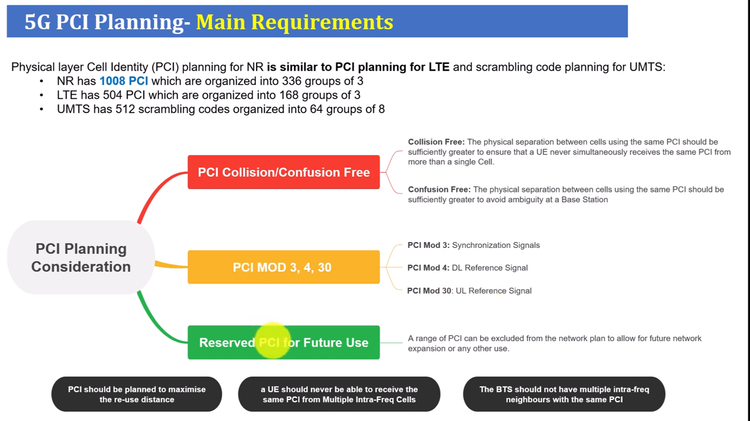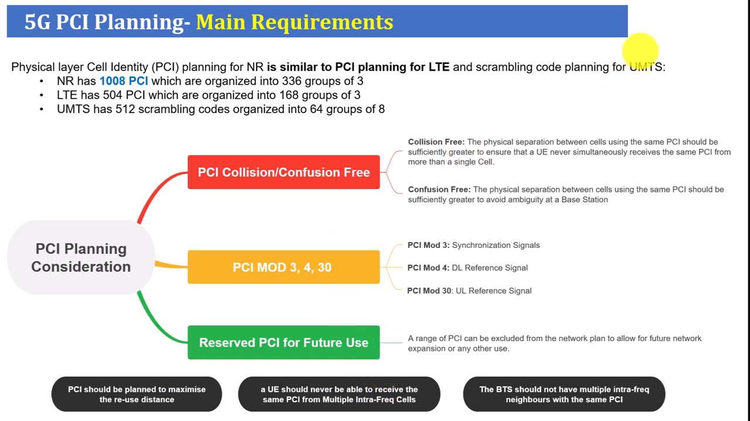So this can be considered for future use, to be used only by those particular cells. Usually you will see that not all PCIs are being used, and this is common between most of the operators. Also, the main consideration is that you need to plan to maximize the reuse distance as much as you can, to avoid having the same PCI for nearby sites. This is required so the user is never able to receive the same PCI from different, for example, frequencies and so on.